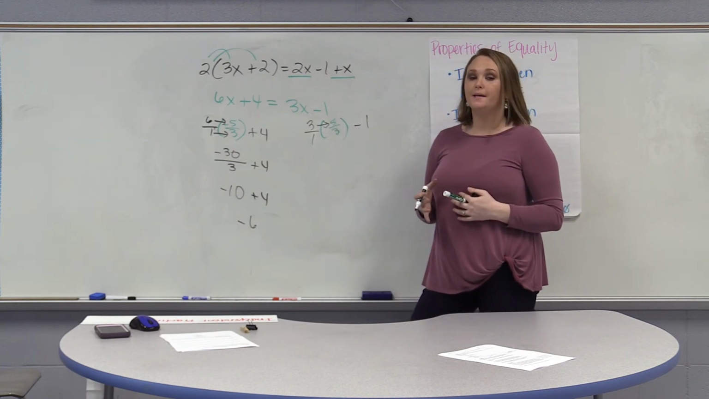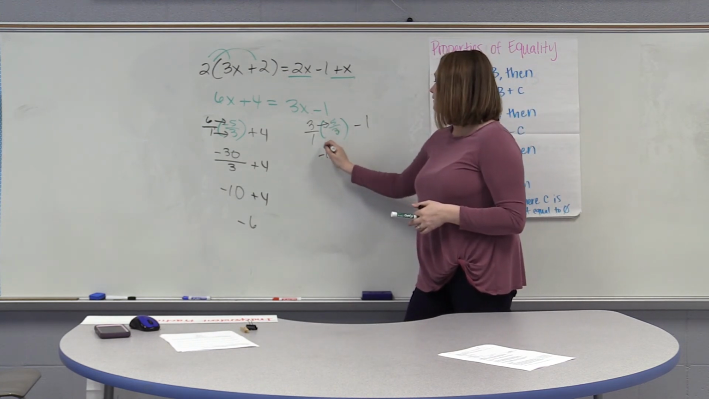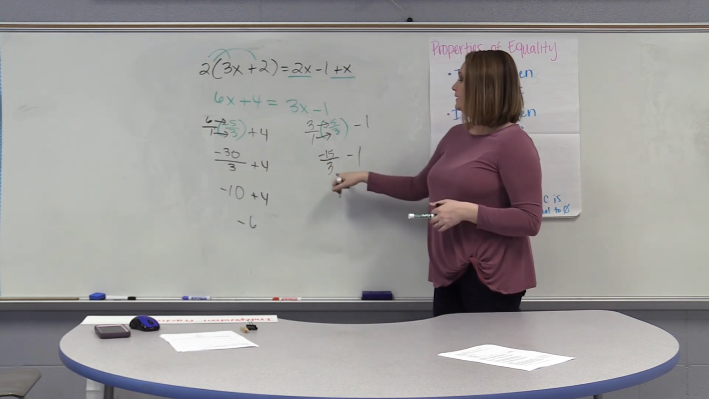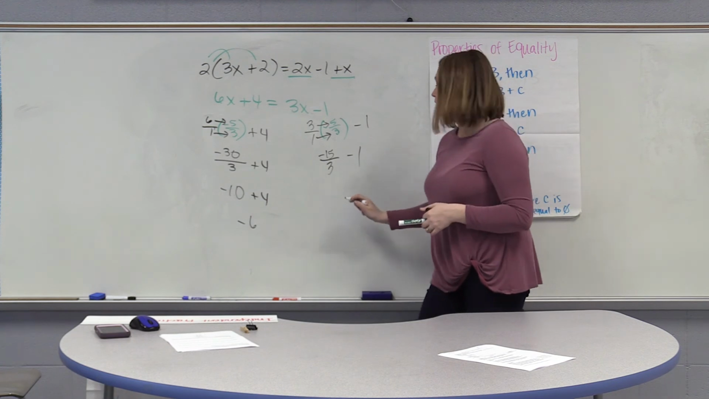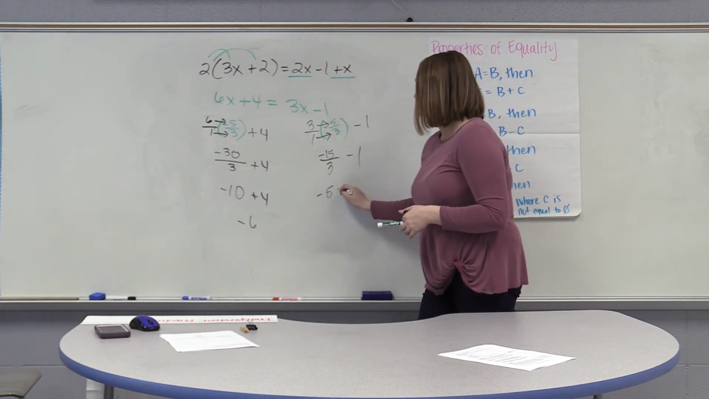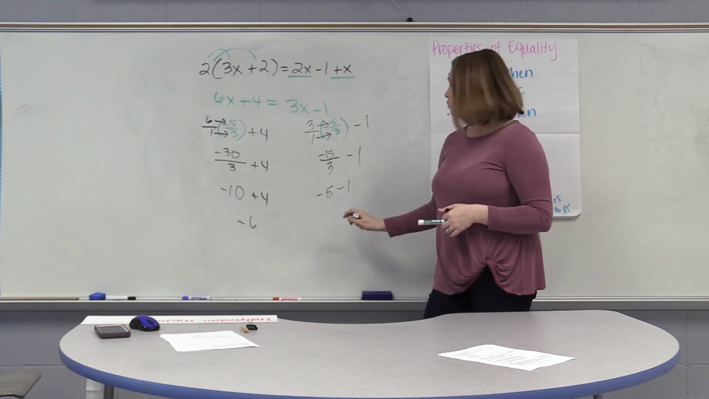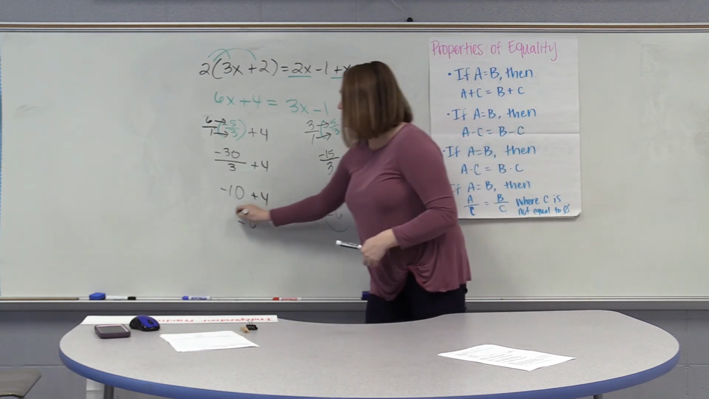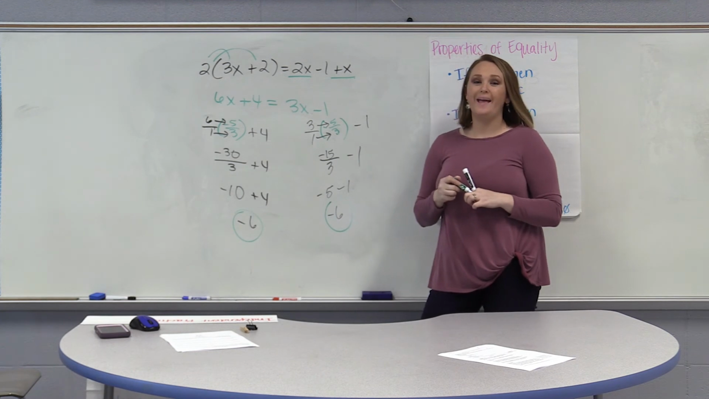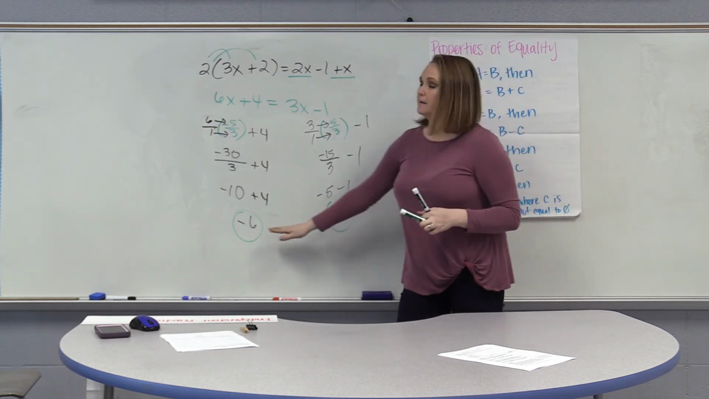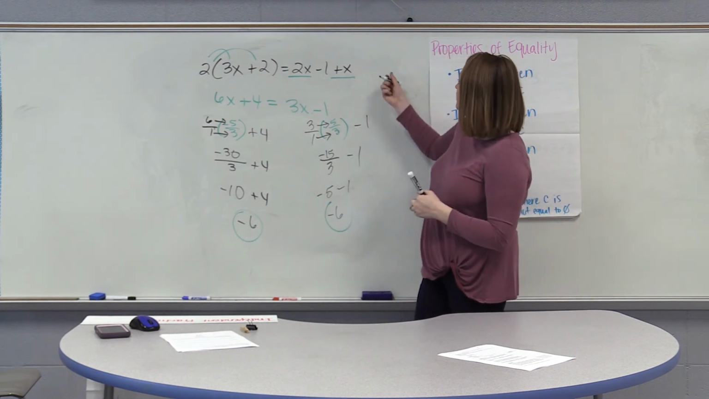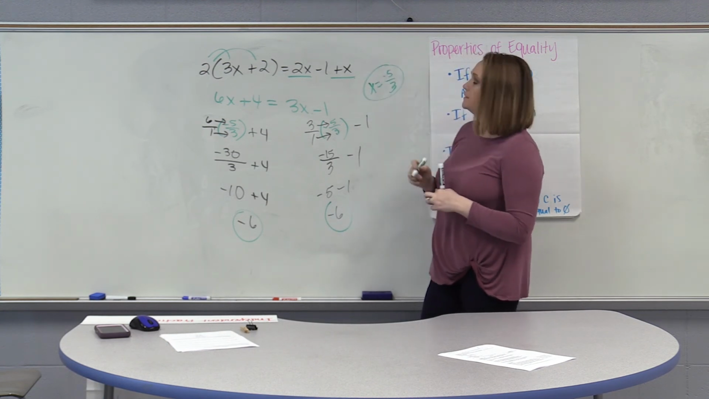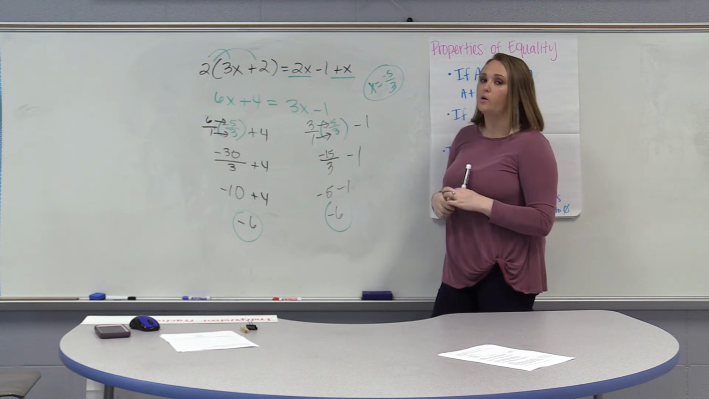So 3 times -5 is -15. 1 times 3 is 3. -15 divided by 3 is -5. And -5 minus 1 is -6. So I see that when I plug in -5/3 for x, I get the same value on both sides. That tells me that x equals -5/3 does satisfy the linear equation.